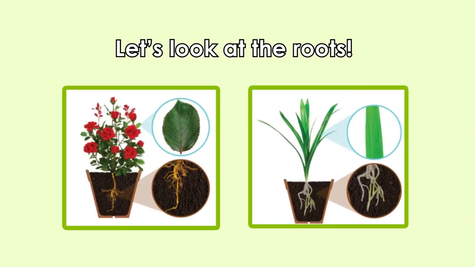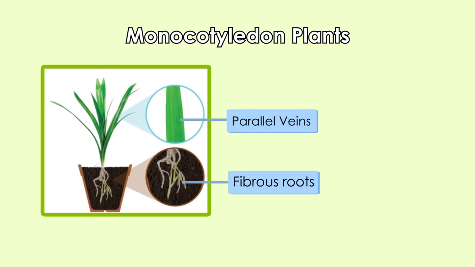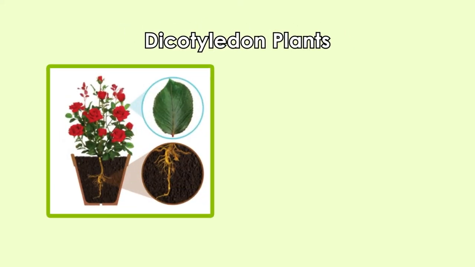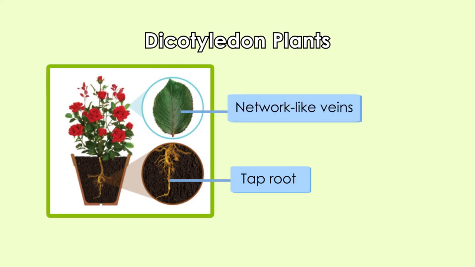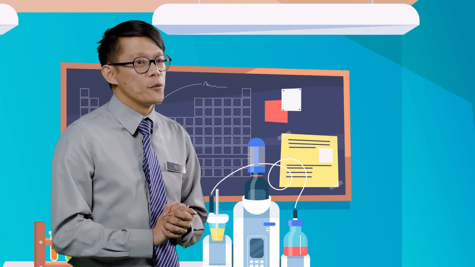Let's look at the roots. Monocotyledon plants have fibrous roots. How about the leaf? The monocotyledon plants have leaves with parallel veins. Now, let's have a look at the dicotyledon plant. The type of root for dicotyledon plants is taproot. Well, the leaves of dicotyledon plants have network-like veins. We have learned about all the characteristics in each of the taxonomy groups for animals and plants.